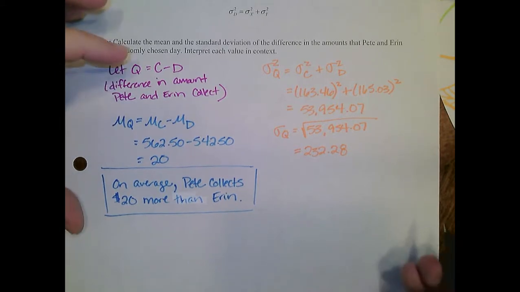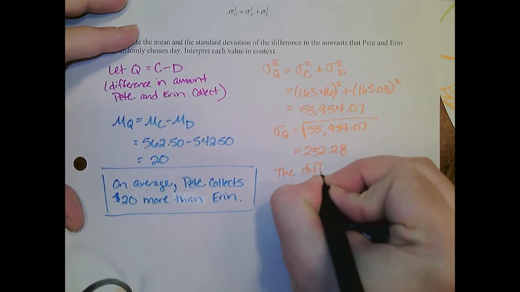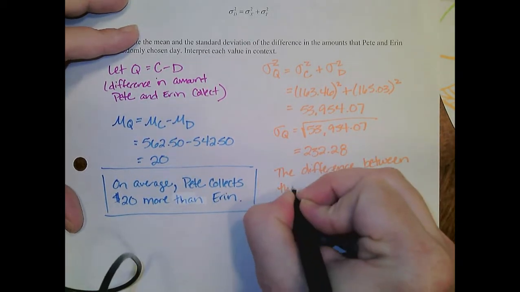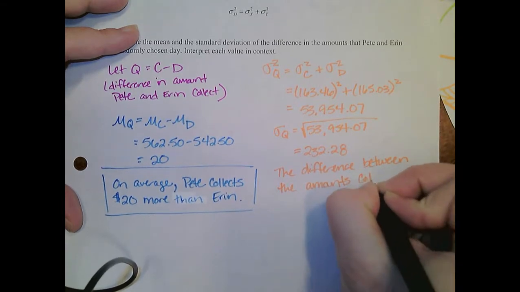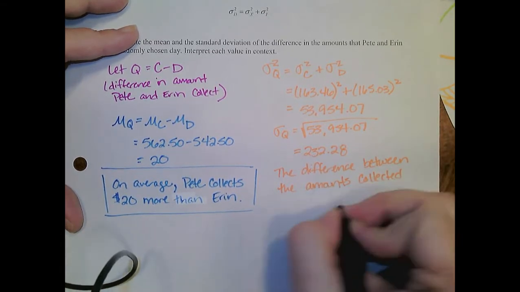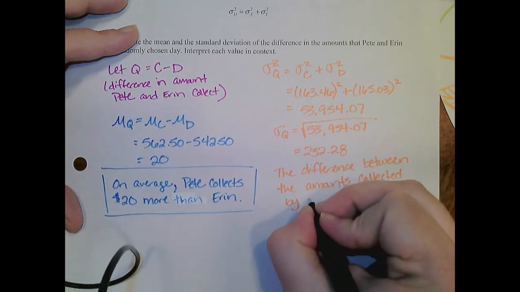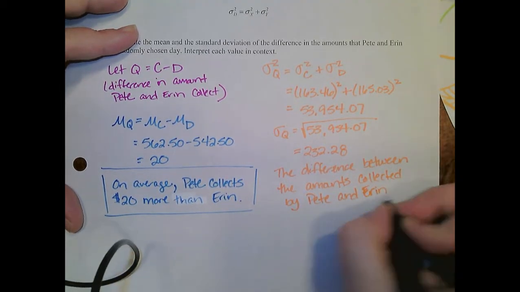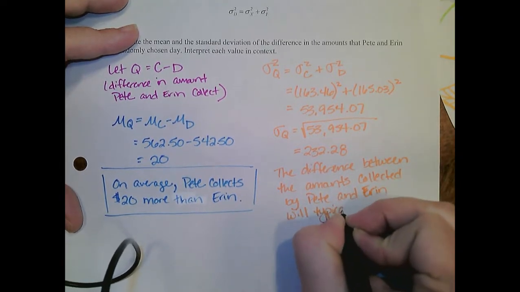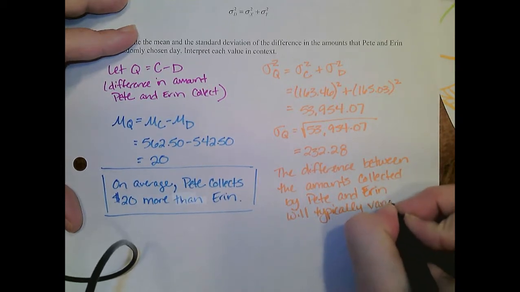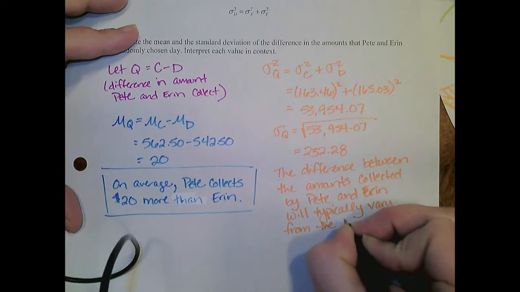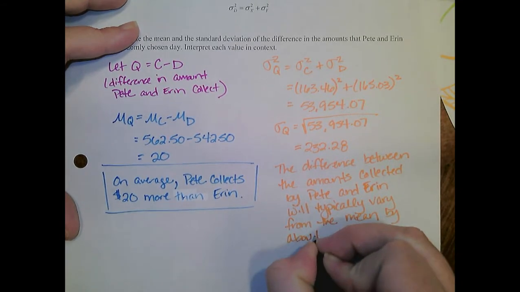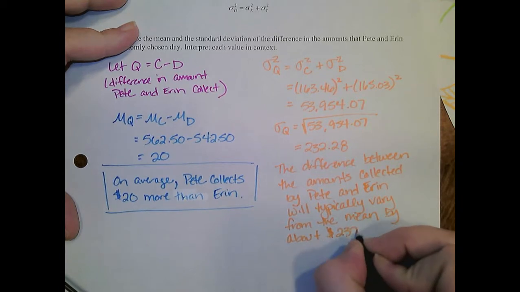typically. So the difference between the amounts collected by Pete and Aaron will typically vary from the mean, which was $20, by about $232.28.